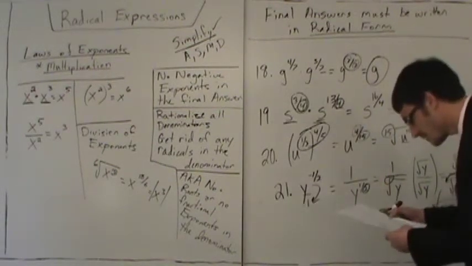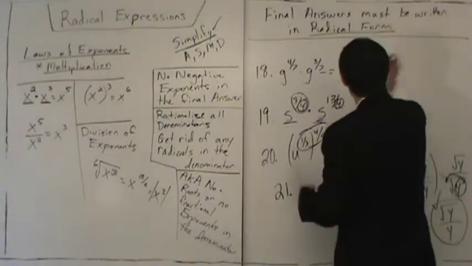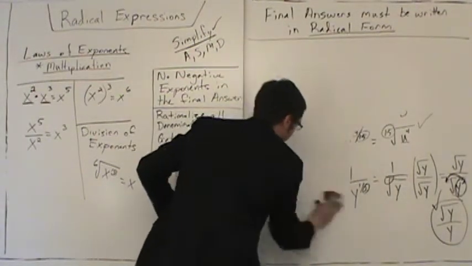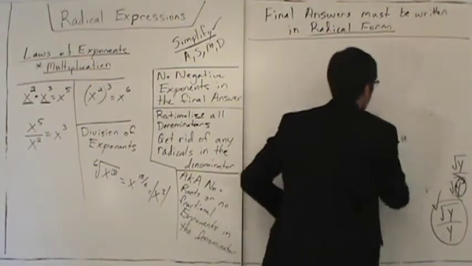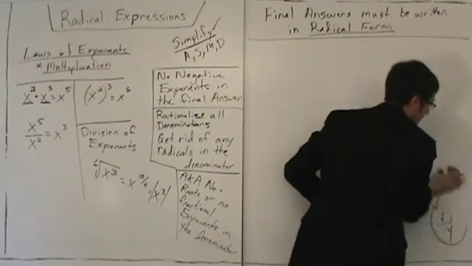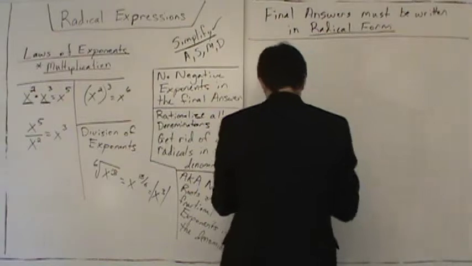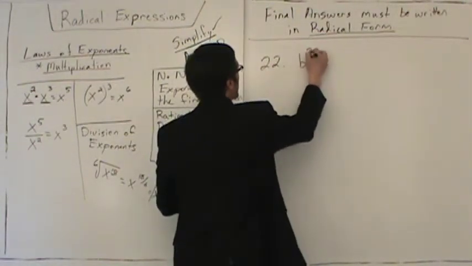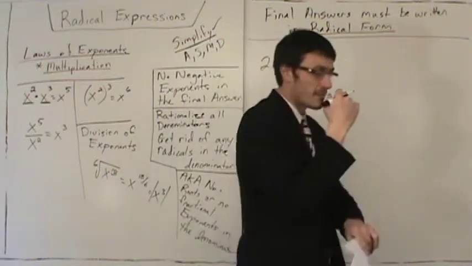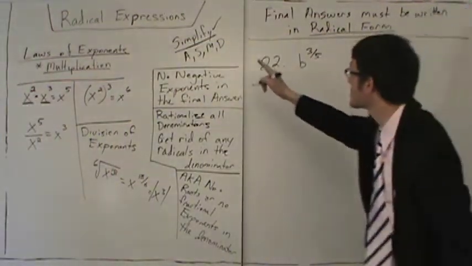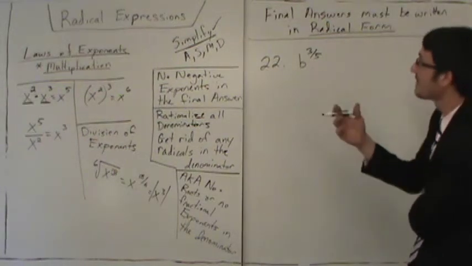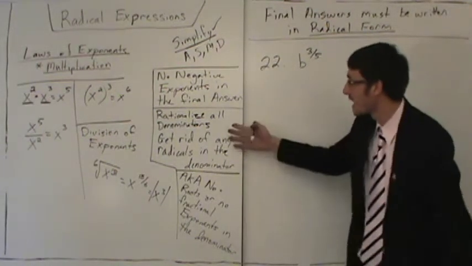Now, next question. Next question is b to the 3/5, number 22. b to the 3/5 power. We look at this and say, well, the rules are to simplify. That means take out groups, add, subtract, multiply, and divide, no negative exponents in final answer, and rationalize all denominators.